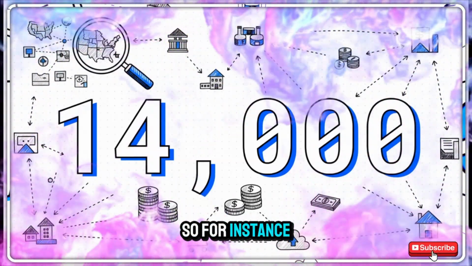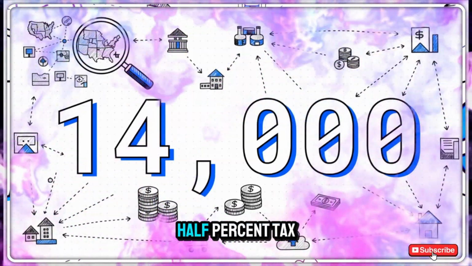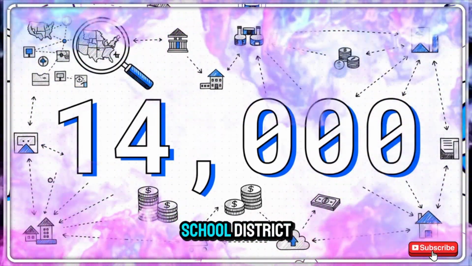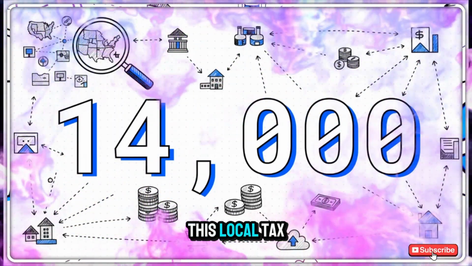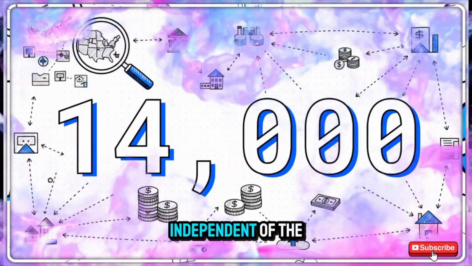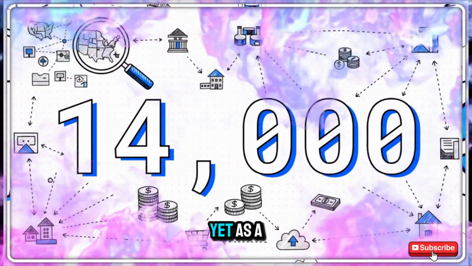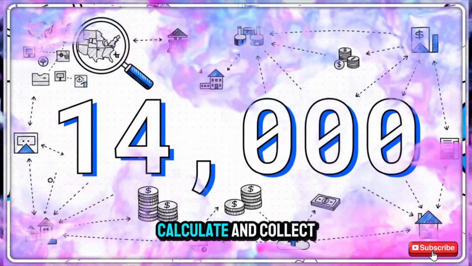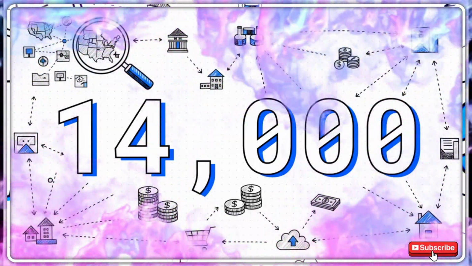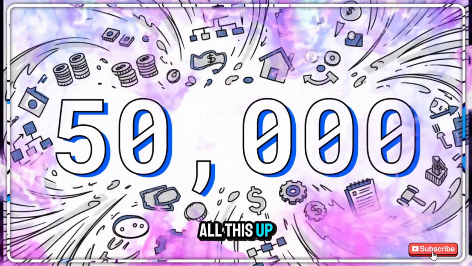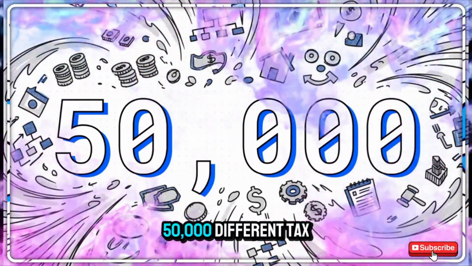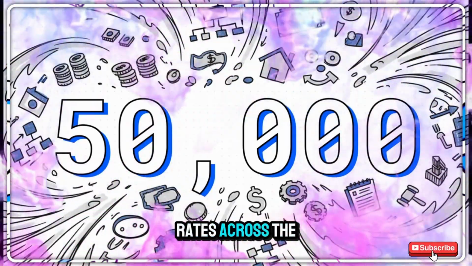So, for instance, a city might quietly add a 0.5% tax specifically to fund a new transit project or a local school district. This local tax operates completely independent of the broader state budget, yet as a seller, you are still legally required to accurately identify, calculate, and collect it from the buyer. When you add all this up, this localized layering culminates in approximately 50,000 different tax rates across the country.